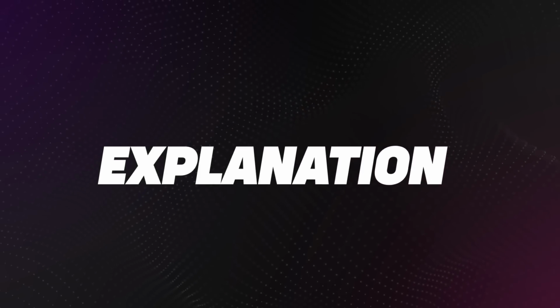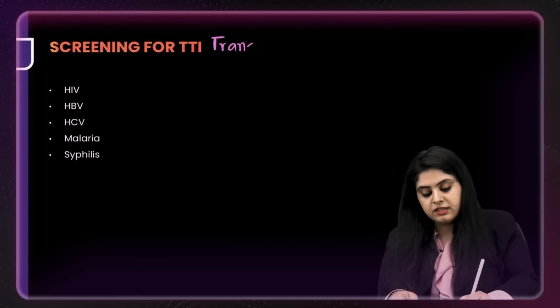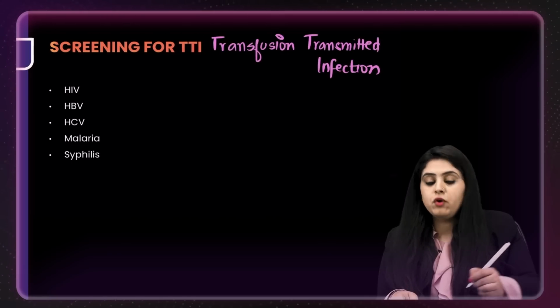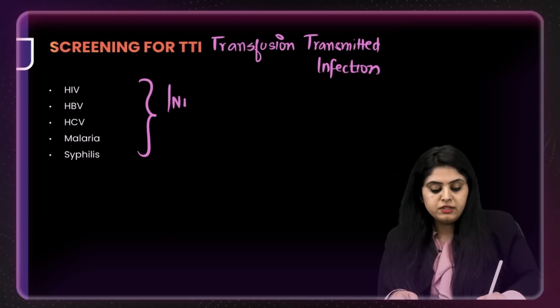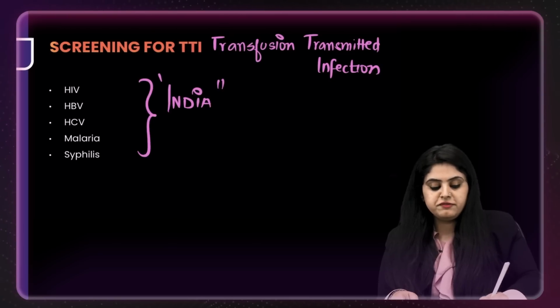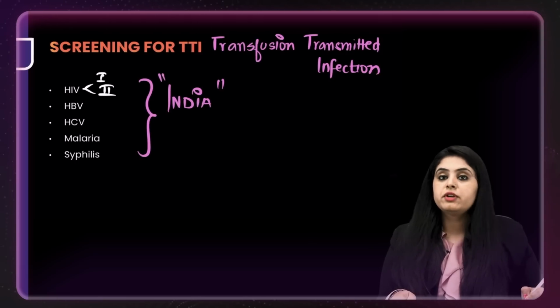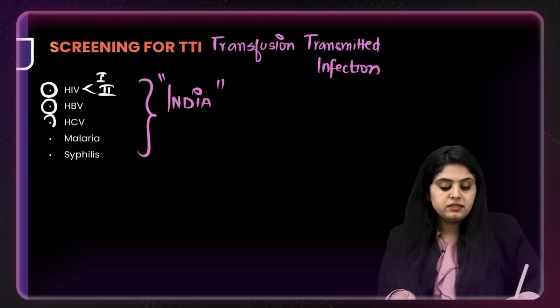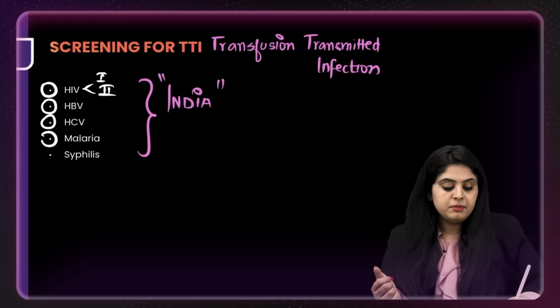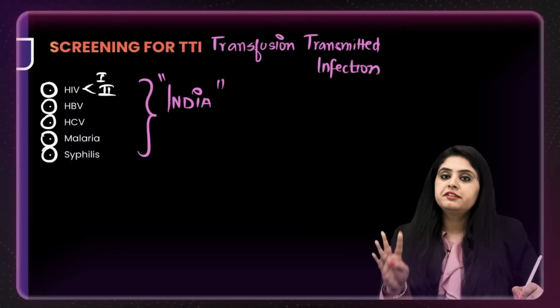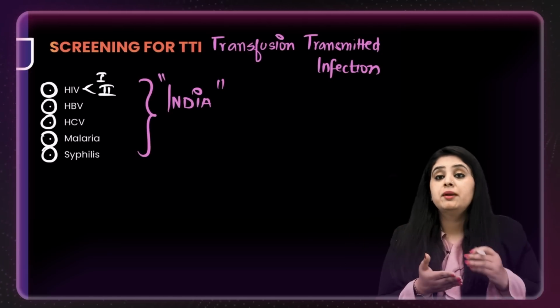Here's the explanation. What are TTIs? TTIs are transfusion transmitted infections, and these include, for India, remember, for India you have to test for 5 things, just 5 things, and that includes HIV, testing for both HIV 1 and 2, hepatitis B, hepatitis C, malaria and syphilis. Repeating, HIV 1 and 2, hepatitis B and C, syphilis and malaria. These are the 5 testings which are mandatory.